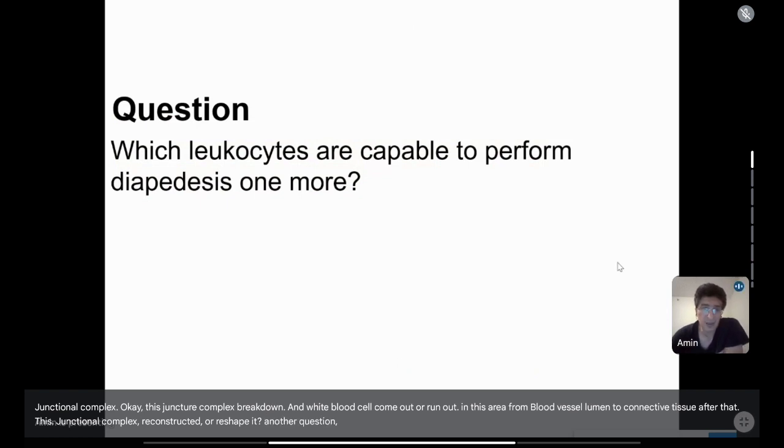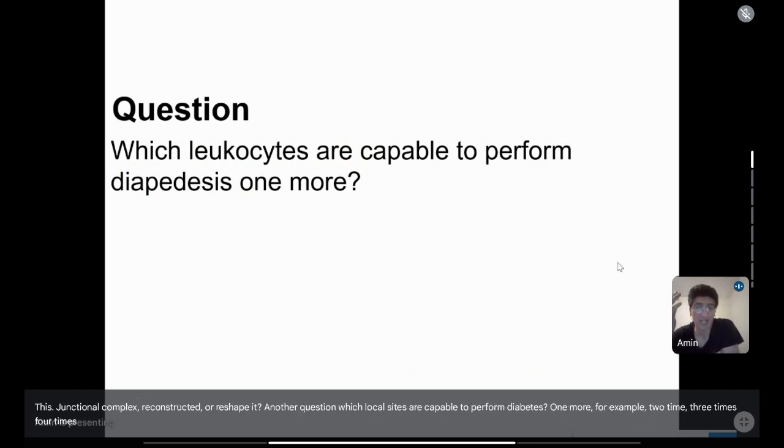Another question, which leukocytes are capable of performing diapedesis more than once? For example, 2 times, 3 times, 4 times, more than one. Which one? Neutrophil, eosinophil, basophil, monocyte, and lymphocyte. Which one? One leukocyte can perform diapedesis more than 2, 3, or 4 times, or more than 4 times.